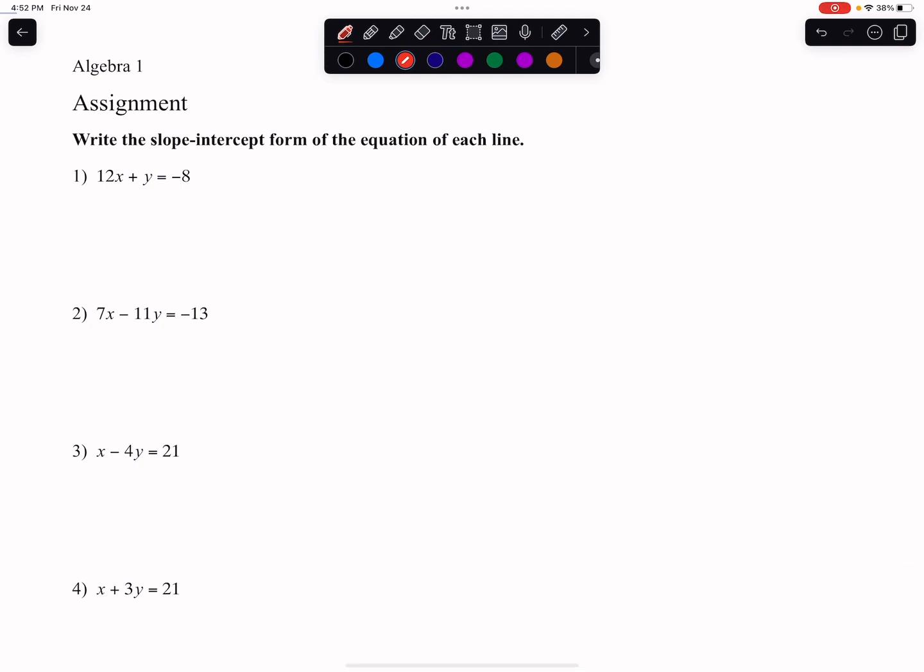We have 12x plus y equals -8. What we want to do is isolate the y. So to do that, we have to get rid of the x. If there's a positive 12x, just like we did when we had our equations, we're going to subtract 12x from both sides, and we're left with y equals -12x minus 8.